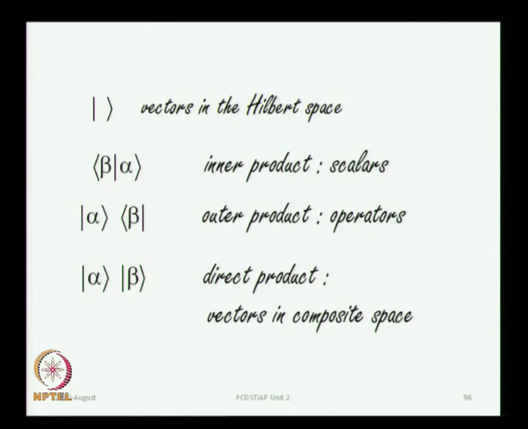So, the inner product is a bracket, the outer product is a ket bra, and the direct product is a ket ket, and this is what is called a direct product in the composite space, one of which comes from one Hilbert space and the other comes from the other Hilbert space. And then you define this product. It is also called a product, because you do not want to invent new words. So, you use the same words again and again, they are all products, but with new meanings, and each meaning is well defined in its own context.